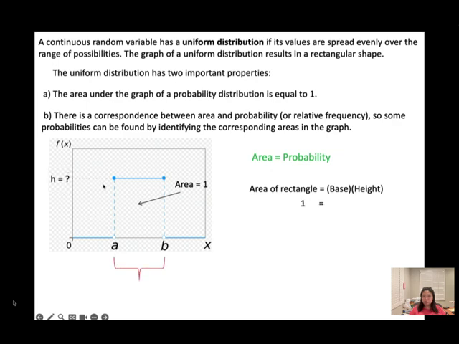So I have this formula here. And we are looking for the h. So we're going to divide both sides by b minus a. Simplify it. So h will be equal to 1 over b minus a. Okay, I need you guys to remember this part as well. How do you find the height of the rectangle?